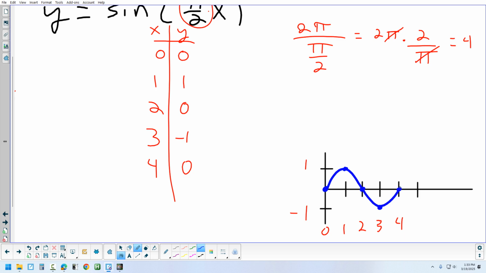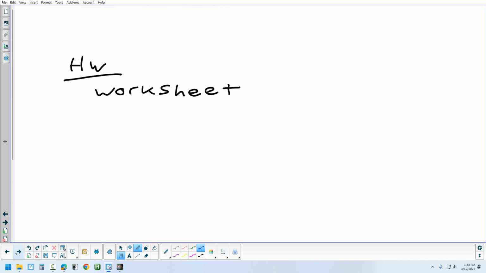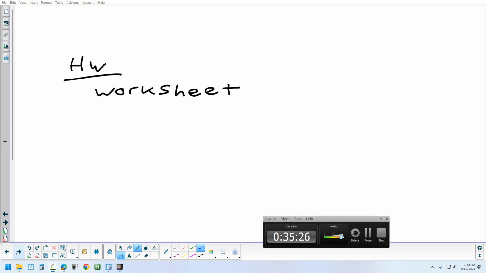I'll just show you one other thing you can do with a frequency on a cell phone. So the homework will be a worksheet. I'll print that out after. And remember, tomorrow is a review.